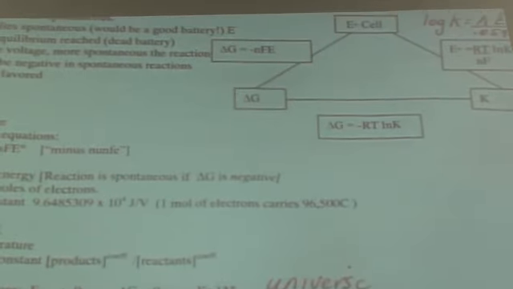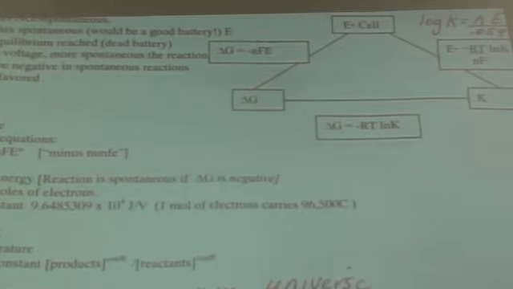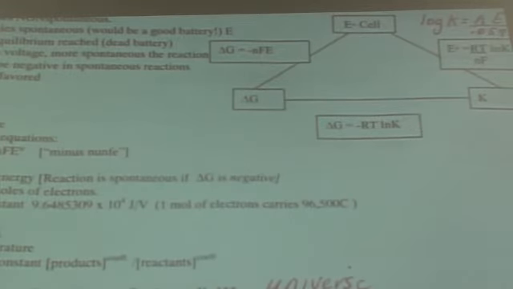Now, let's recall the way the universe likes things to work. The universe is happy when delta G is less than 0, when K is greater than 1. Remember that when K is less than 1, that favors the reactants. When K is greater than 1, that favors the products. And when a cell is spontaneous. Any of these conditions not being true would be an impediment to the reaction occurring. Everybody good there?